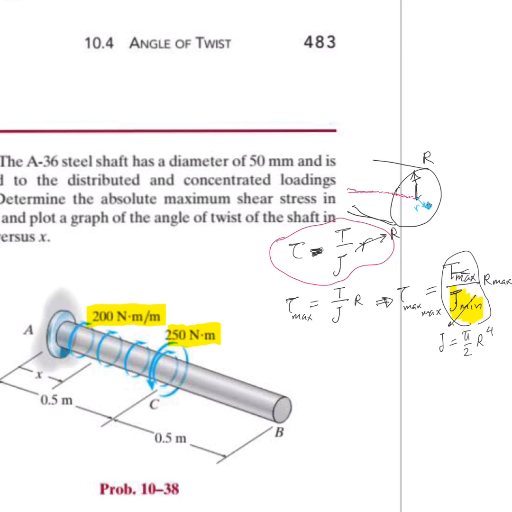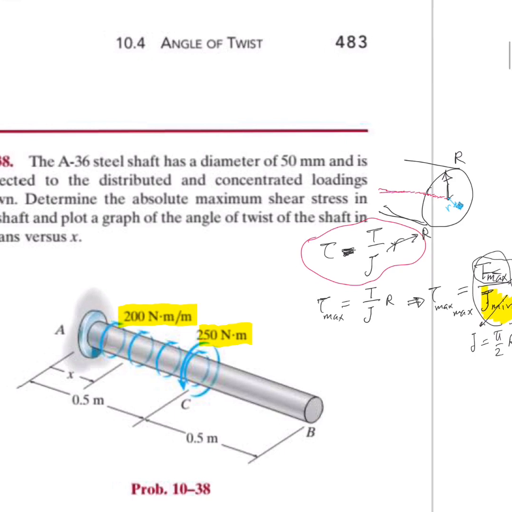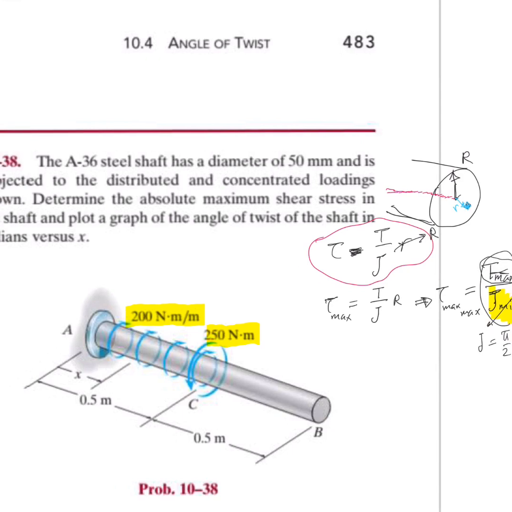So all I need to analyze this problem is the distribution of the torque, T, not tau, to find the maximum. In order to do that, from here to any point here, let's take it X, the torque is constant, but it's a distributed load. Like the example before, I can write tau is equal to 200 times X.